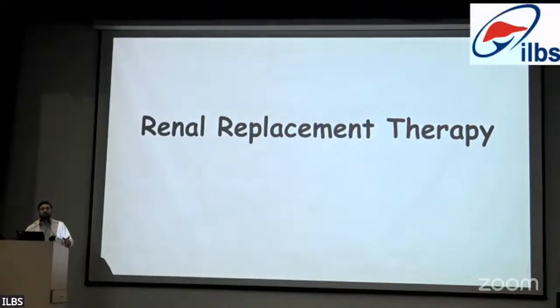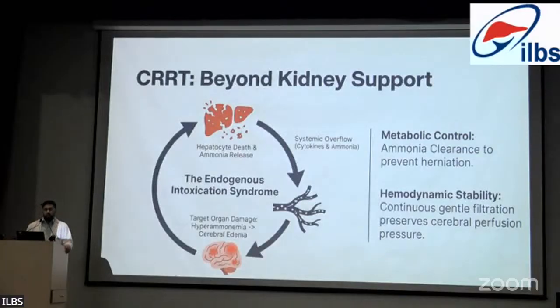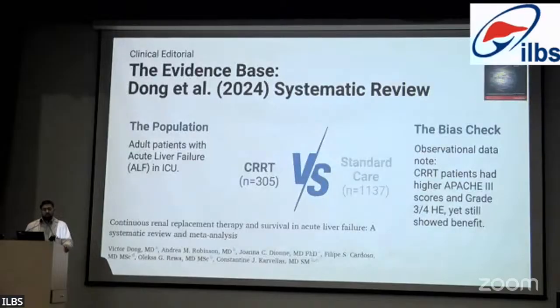The other question which was raised in recent literature is renal replacement therapy, the CRRTs. So this is the use of CRRT beyond the kidney. It is shown to have better ammonia clearance, better hemodynamic stability, and to preserve cerebral perfusion. So this is the evidence.